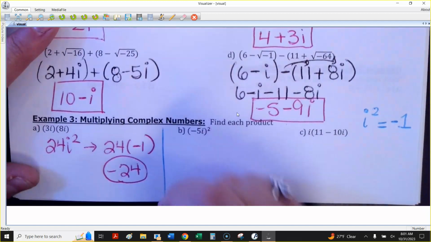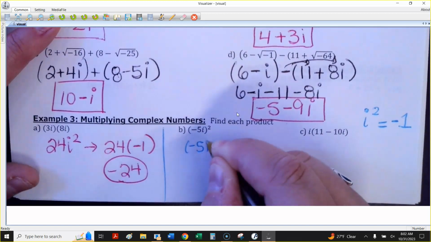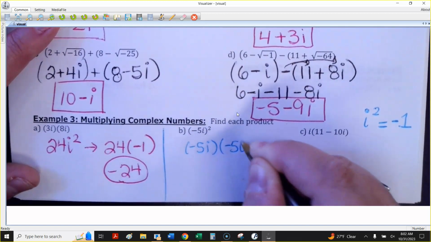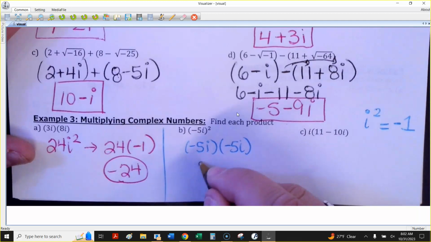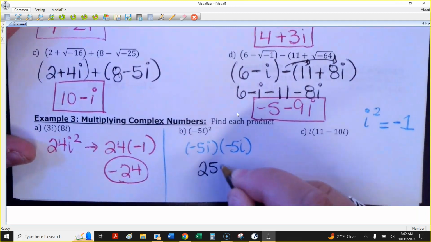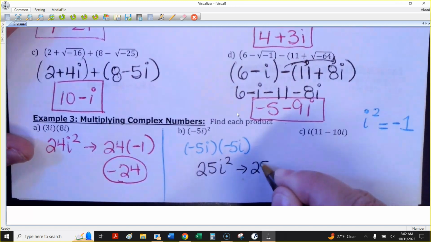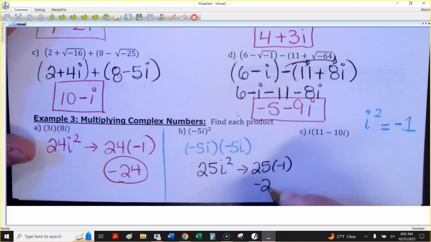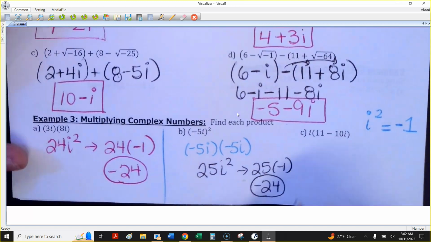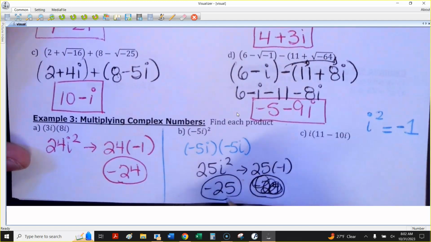If you square something, this is (-5i) squared. This means -5i times itself, so -5i times -5i. Just do -5 times -5, right? Positive 25. i times i becomes i squared, and almost identical to what we just did. This is 25 times -1, because i squared is equal to -1. So I don't know why I just wrote 24, sorry. -25. That's it.